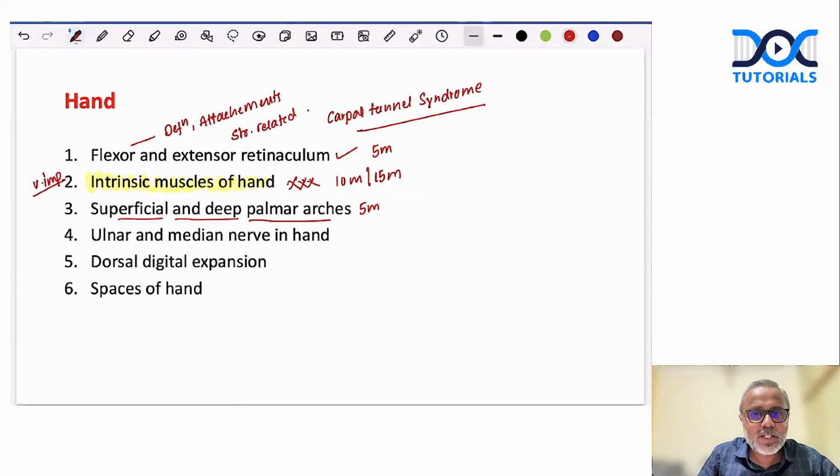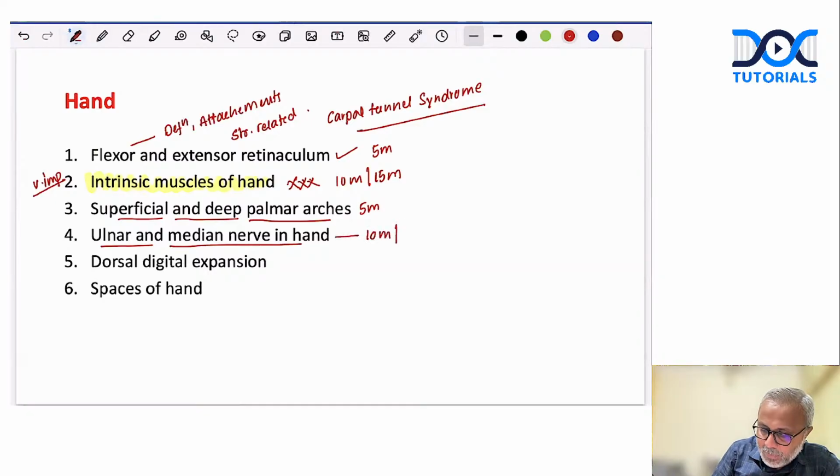So superficial and deep palmar arches are very important 5 marker questions, okay? Then the ulnar nerve and median nerve in the hand. These are again very important 10 markers, or in some of the universities, this could be a 15 marker question, right? Remember, this is only about the course in the hand.